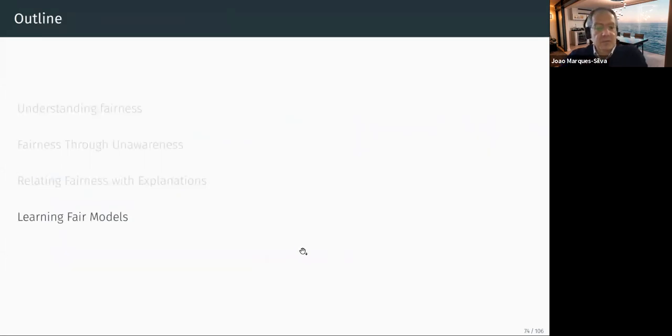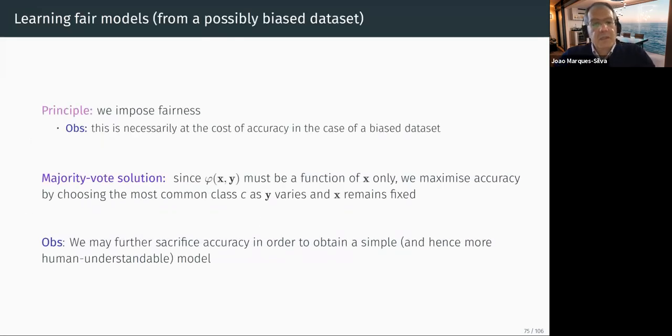So just a comment on learning fair models. So the idea is as follows. We want to learn a machine learning model that is going to be fair. So the protected features are irrelevant. Okay. Now, if the data set is biased, we are going to pay the price in terms of accuracy. We are going to lose some accuracy because we need to discard those examples essentially, and we are going to predict incorrectly in those cases. And we use a majority vote solution.